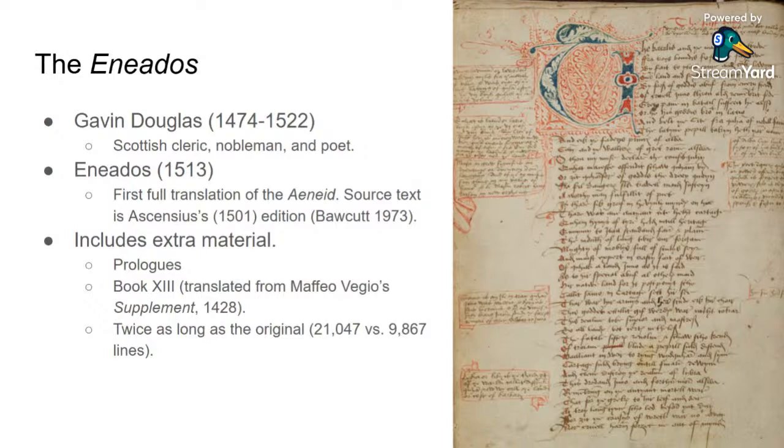One such translation is Gavin Douglas's translation of the Aeneid, called the Aeneados. This is the first full translation of the Aeneid in the British Isles and was composed in Edinburgh in 1513. It's written in Older Scots, a language closely related to Middle English, but with its own syntax, morphology, and lexemes.